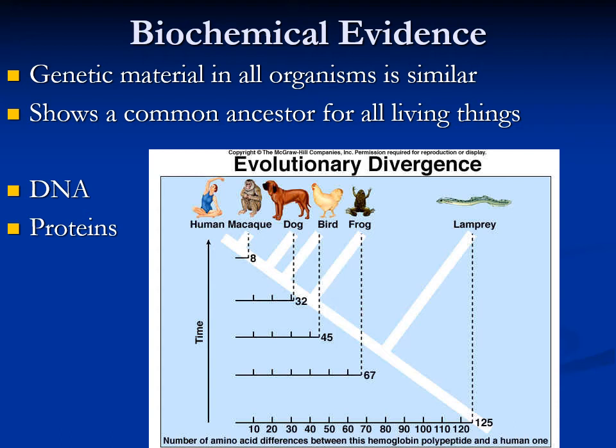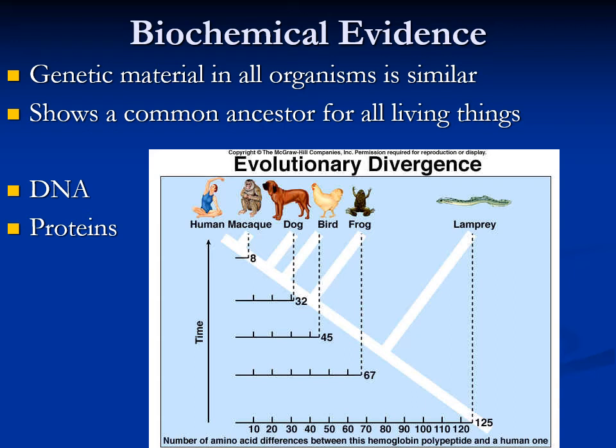And so between a human and a macaque, they look at a section of DNA or a section of protein, and they find 8 differences. Versus us and a lamprey, which is a jawless fish, there's 125 differences. So the idea is that if there are fewer differences, you must be more closely related, just like your DNA is going to be most similar to your immediate family members, your mom, dad, sister, or brother, right?